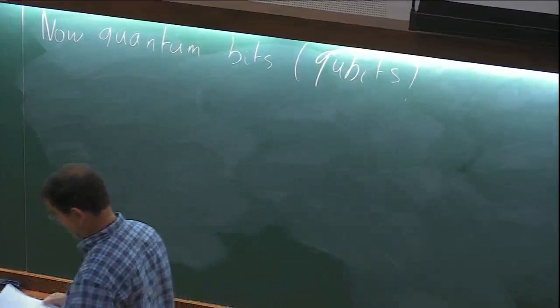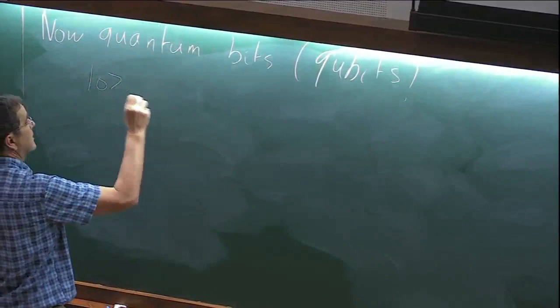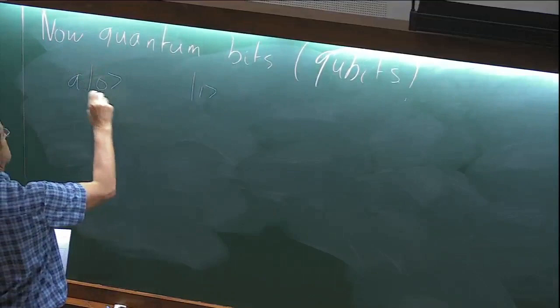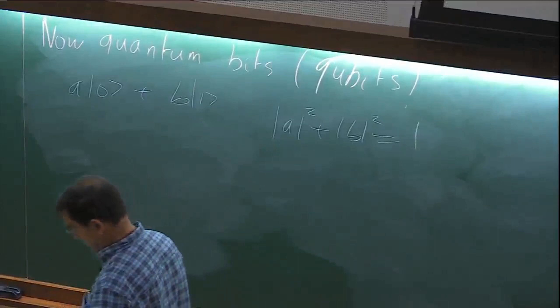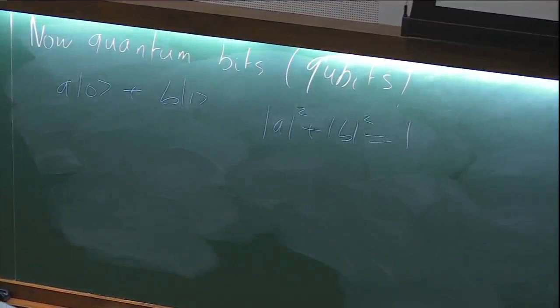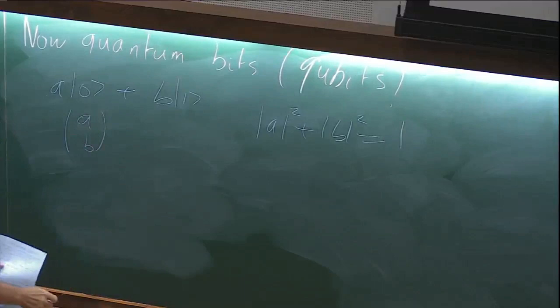Okay. So, of course, we don't just have 0 and 1 anymore. We can have any linear combination A|0> plus B|1> with coefficients which can be complex, such that the sum of the squares of the absolute values is equal to 1. And if we want to represent this as a vector, the first entry in the vector will be the coefficient of 0, and the second one will be the coefficient of 1.